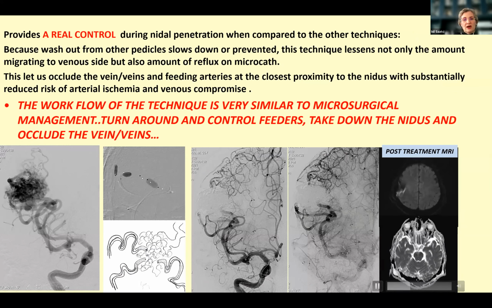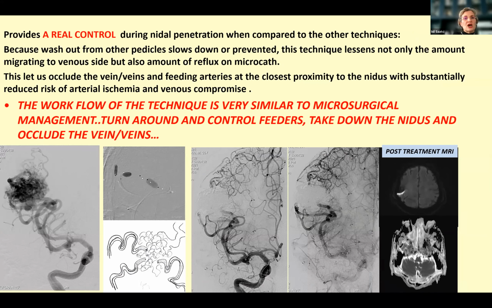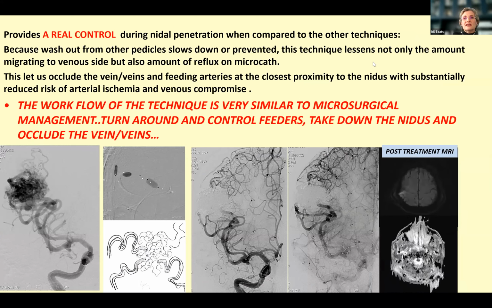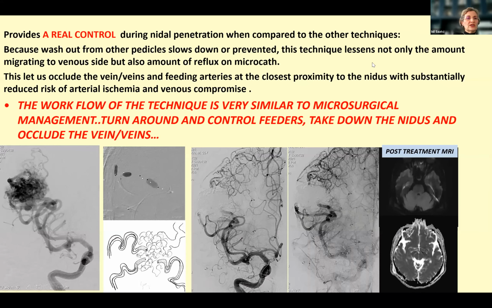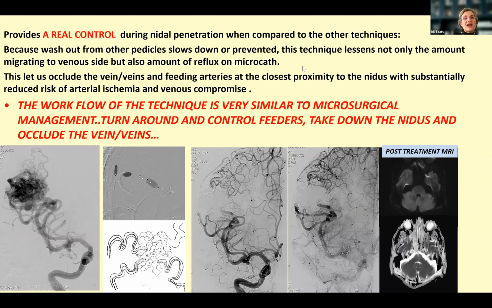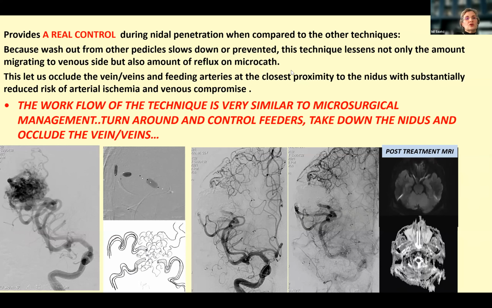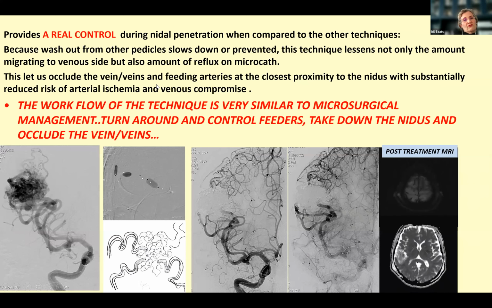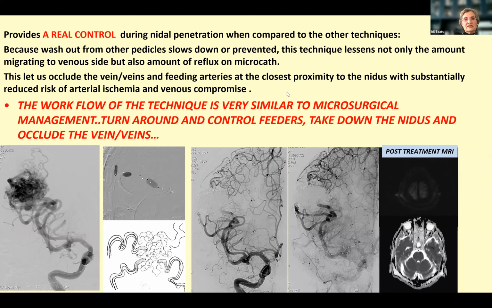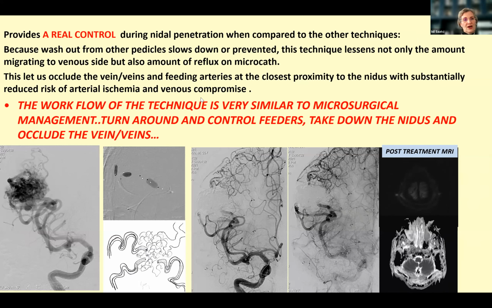We always get an MRI after our treatment to check the parenchyma, because washout from other pedicles slows down or is prevented. This technique lessens not only the embolic agent migrating to the venous side, but also the amount of reflux on microcatheters in the arterial side. So that we can occlude the vein or veins or feeding arteries at the closest proximity to the nidus, which reduces the risk of arterial ischemia and venous compromise.